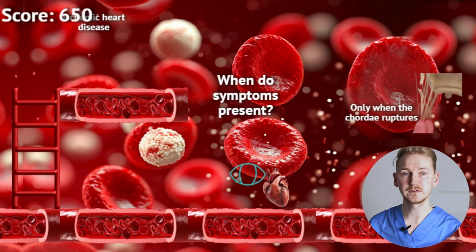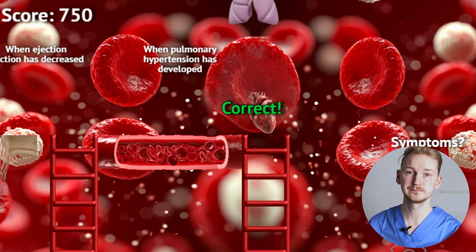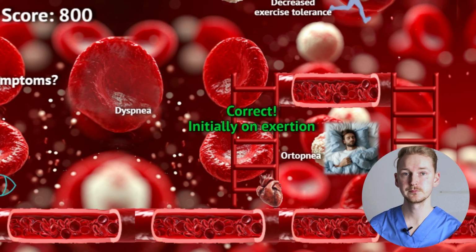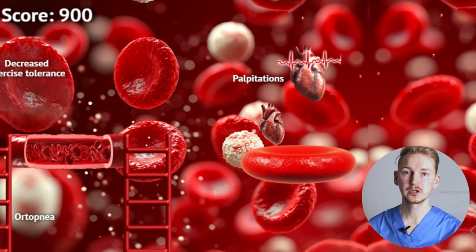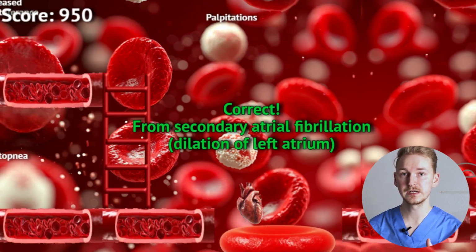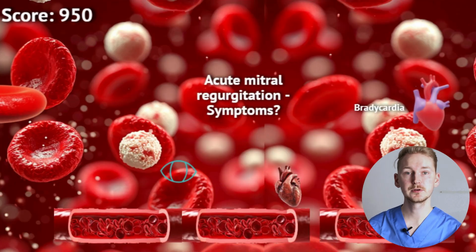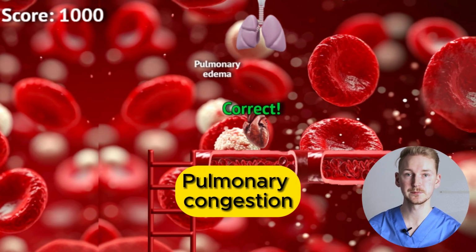In mitral regurgitation, the symptoms usually first present when you have developed heart failure or pulmonary hypertension. Common symptoms are dyspnea, initially on exertion, orthopnea, and decreased exercise tolerance. You can have palpitations from secondary atrial fibrillation caused by a dilated atrium. Acute mitral regurgitation can be caused by chordal rupture and prolapse. It can cause symptoms of tachycardia and pulmonary congestion.